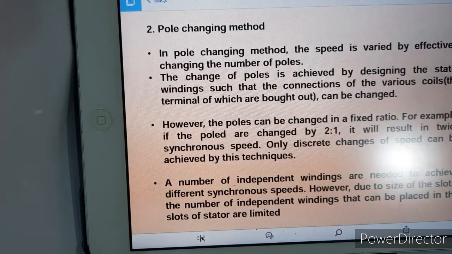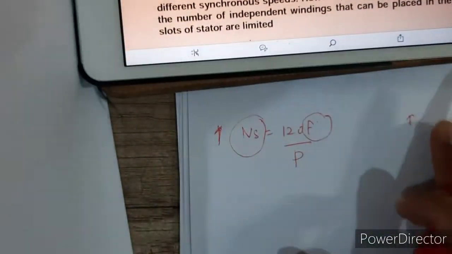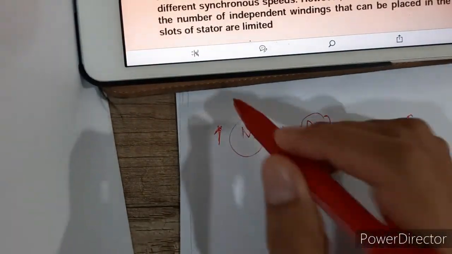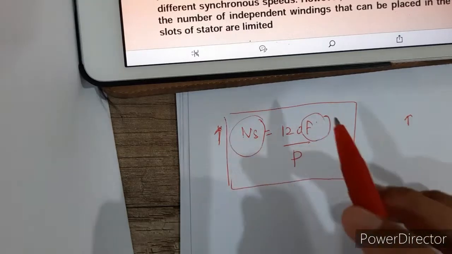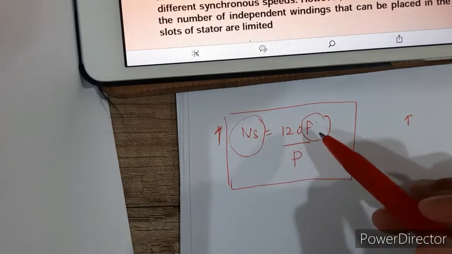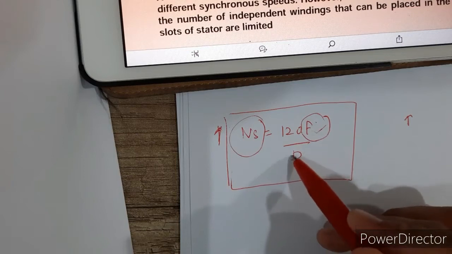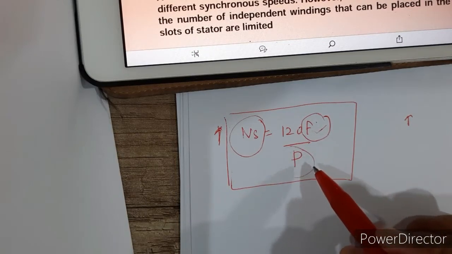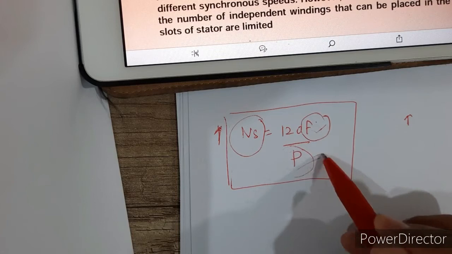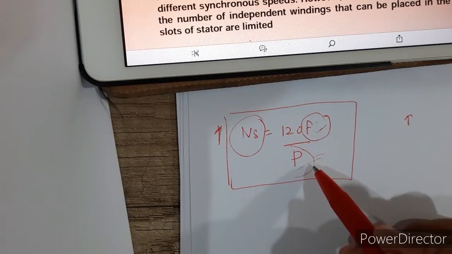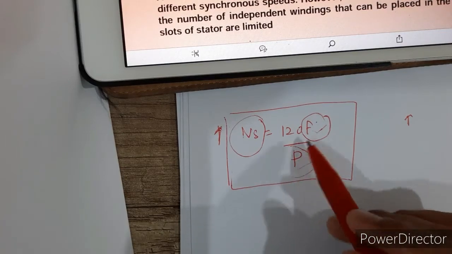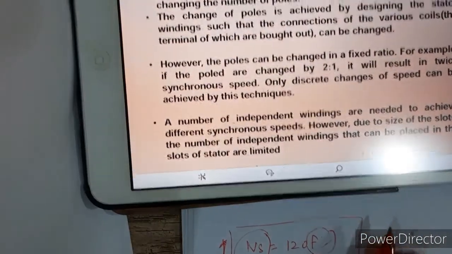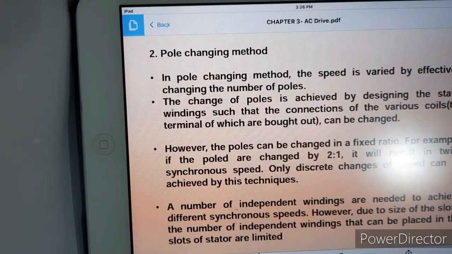So the second method is the pole changing method. Back to our equation here: the speed can be varied by varying the frequency, and another way is by varying the number of poles. So in the pole changing method, the speed is varied by effectively changing the number of poles.